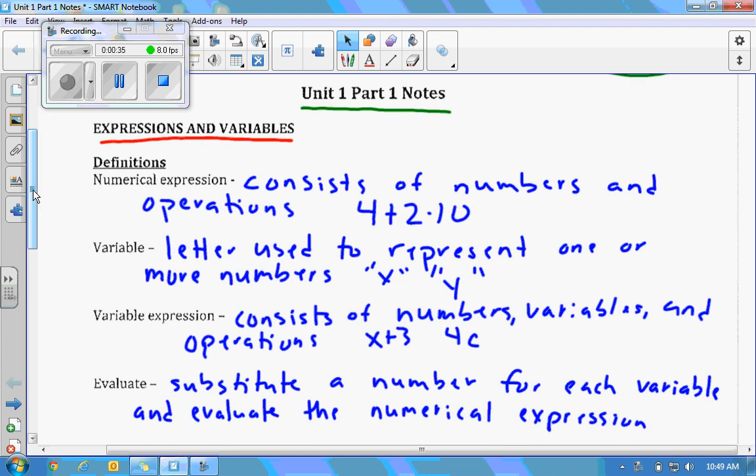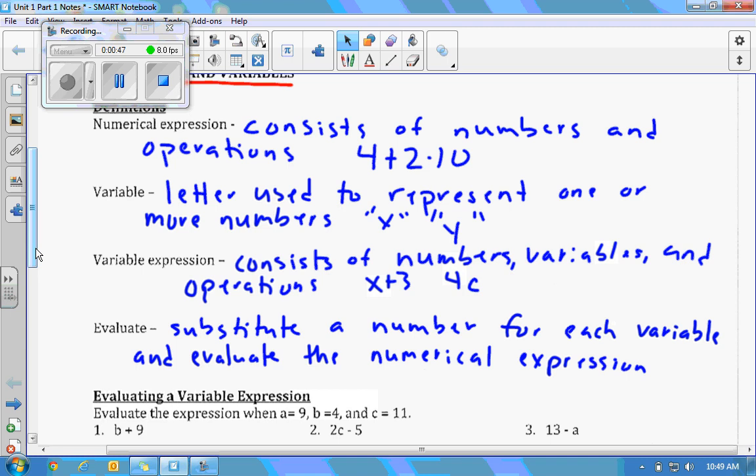So our first definition is a numerical expression. A numerical expression consists of numbers and operations. So I just put an example for you right there. 4 plus 2 times 10 would be a numerical expression. A variable is a letter used to represent one or more numbers. So you can use any letter, but you're often going to see X and Y when we get into algebra.